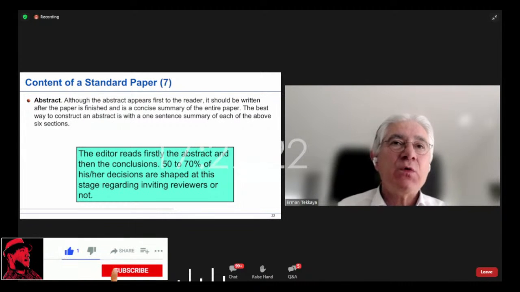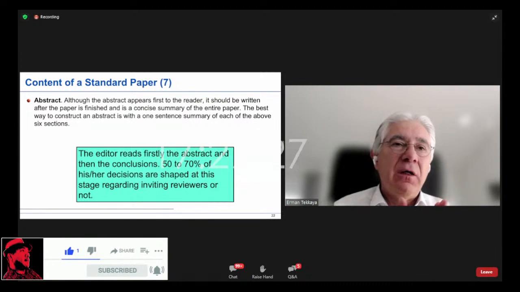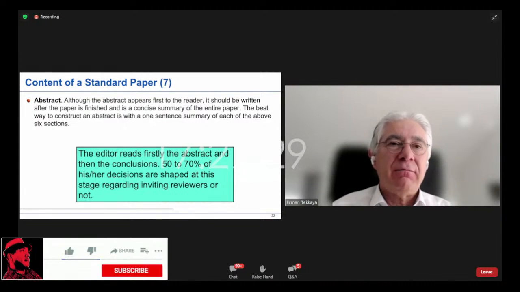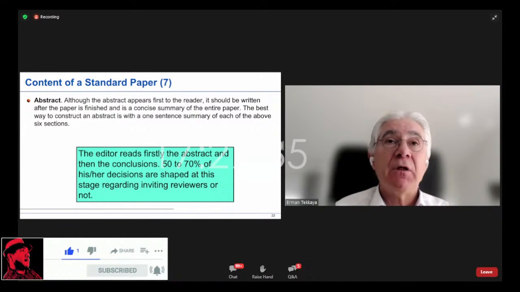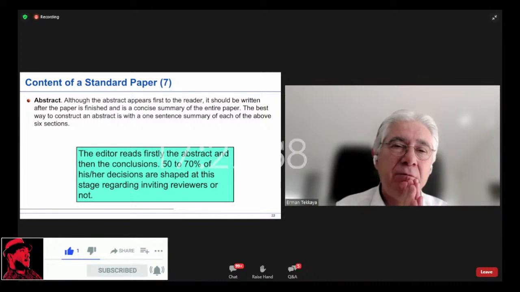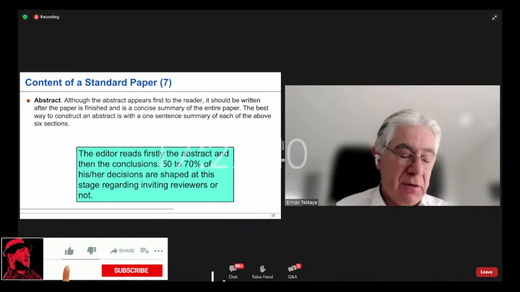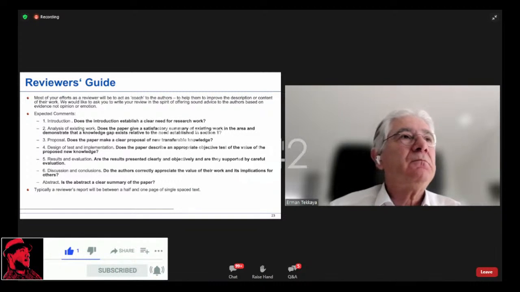Assume that the editor knows the subject. Assume that the reviewers know the subject. So if I read an abstract, I make my decision about 50% to 70% whether to reject the paper or not. So write it with a lot of time and preparation.